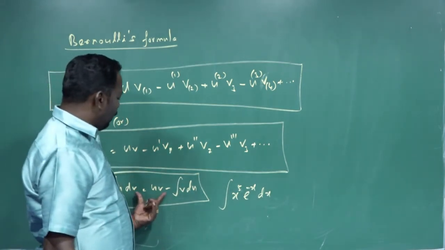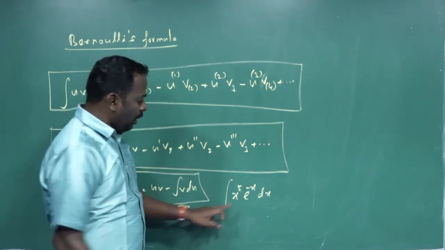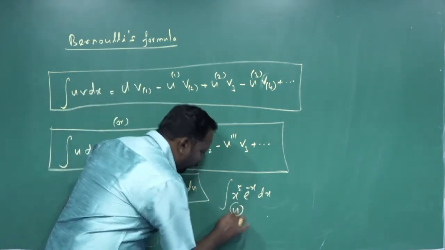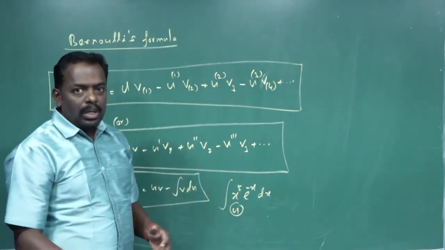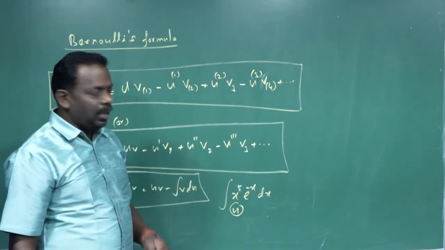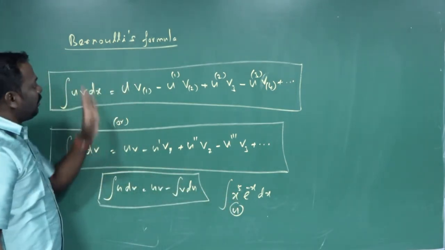Integration by parts is used only when the power of x, which is the u value, equals 1. When the u term has degree equal to 1, you apply integration by parts. And when it is more than 1, like 2, 3, 4, etcetera, in that case we can apply Bernoulli's formula.